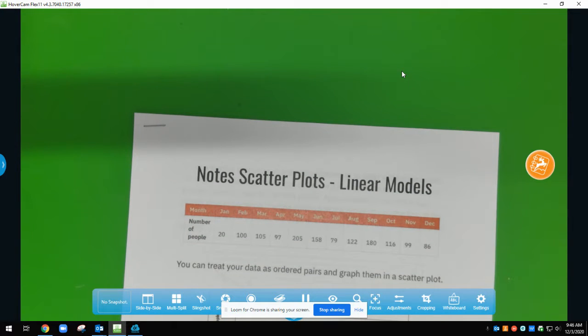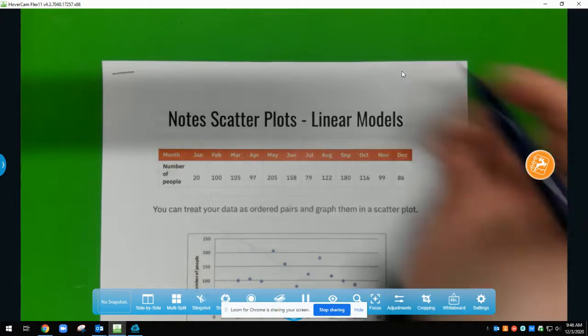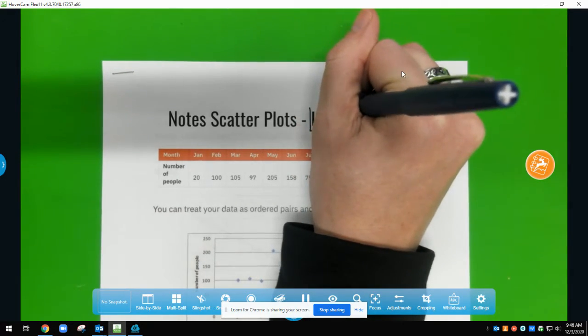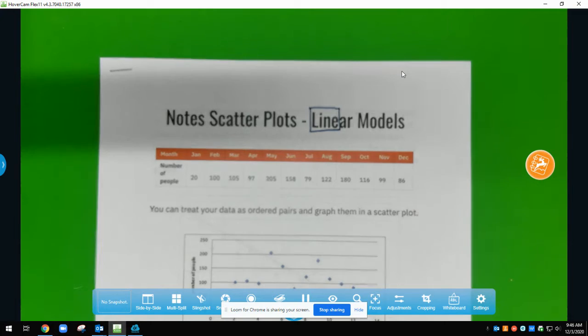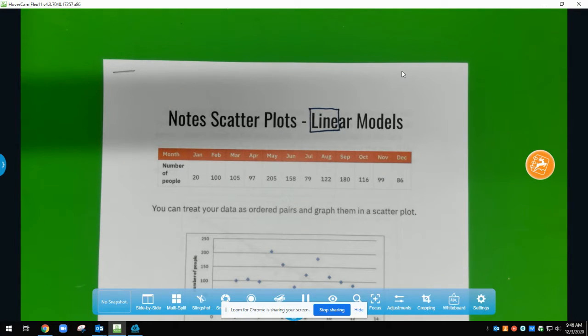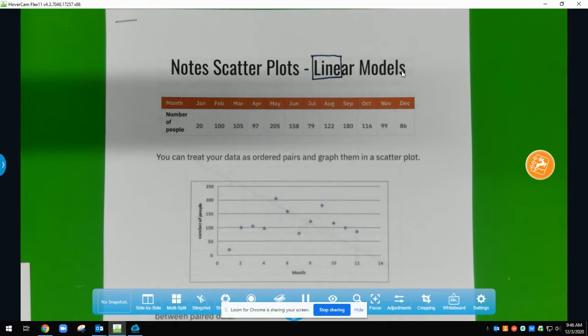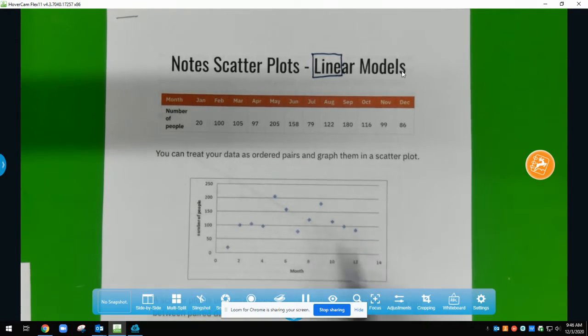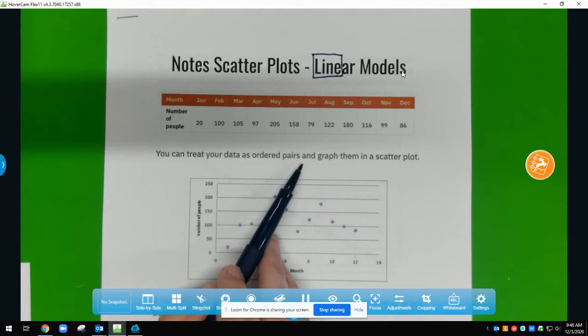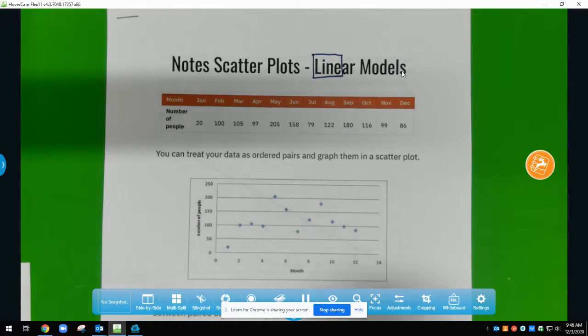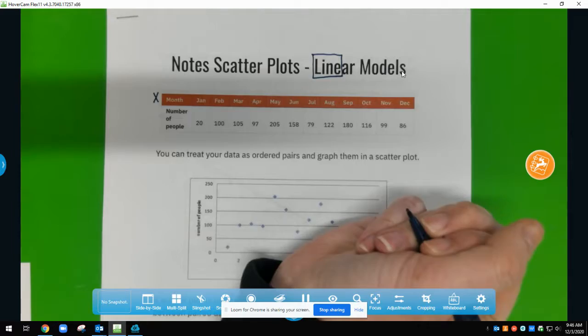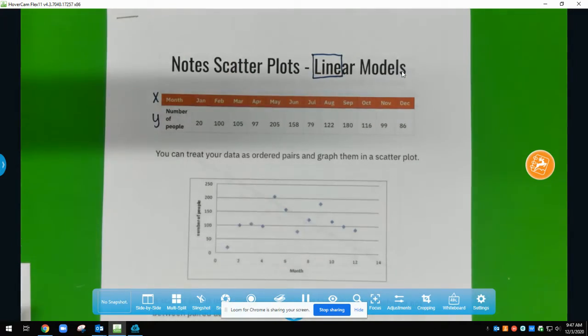Okay, today we're going to talk about scatter plots, and these are all going to be linear. So remember, linear means we're going to have a line. Okay, scatter plots are not going to be perfect lines, but you'll be able to see a resemblance of a line. Okay, so scatter plots are basically just points that are plotted and scattered on the graph. So you can treat your data as ordered pairs and graph them in a scatter plot. So the months would be X, the number of people is Y.